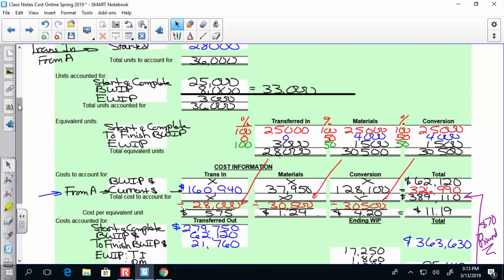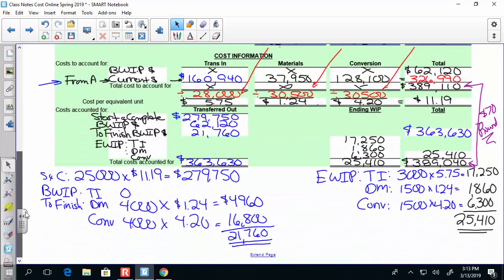Those are zeros on those numbers. The rest was uniform material and conversion in the current period. But here again, started and completed to finish those beginning units. And then ending units are 100% done for transferred in because we're not going to do anymore, right? It's fully complete, as opposed to the other ones, the 50 and the 50. You'll notice too there's a little more work on the transferred out number.